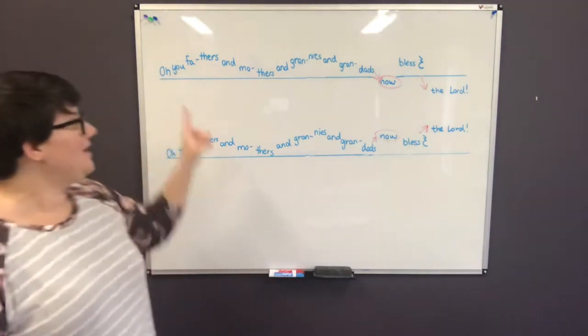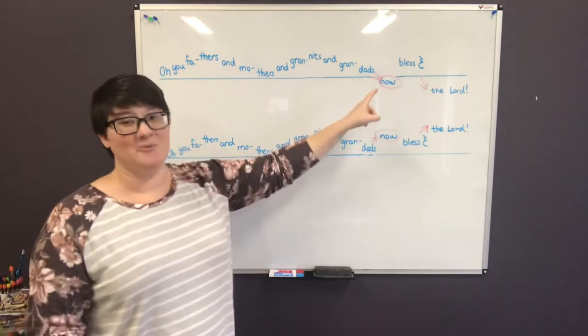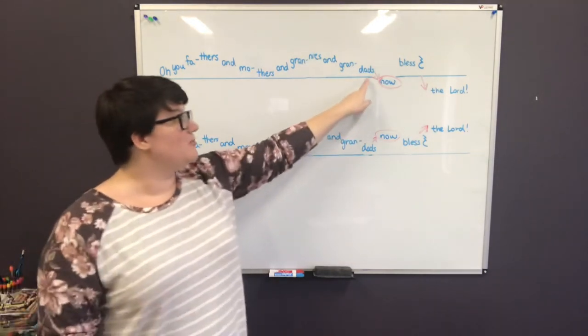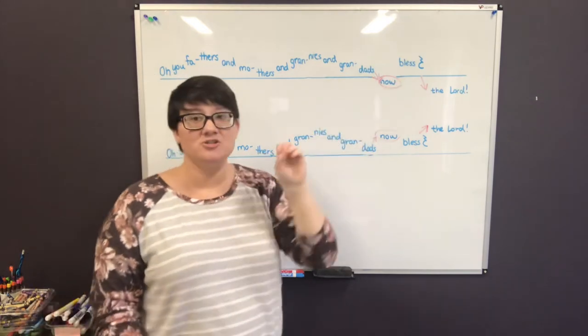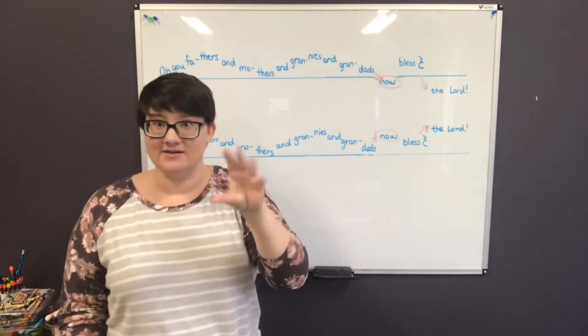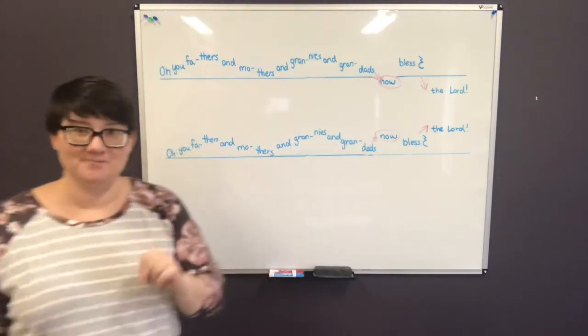Good. Now we're going back to the beginning, and we've got three things to do at the end. We're going to show pointing down or up for now, and then we're going to show the S and the D at the end of bless and Lord.